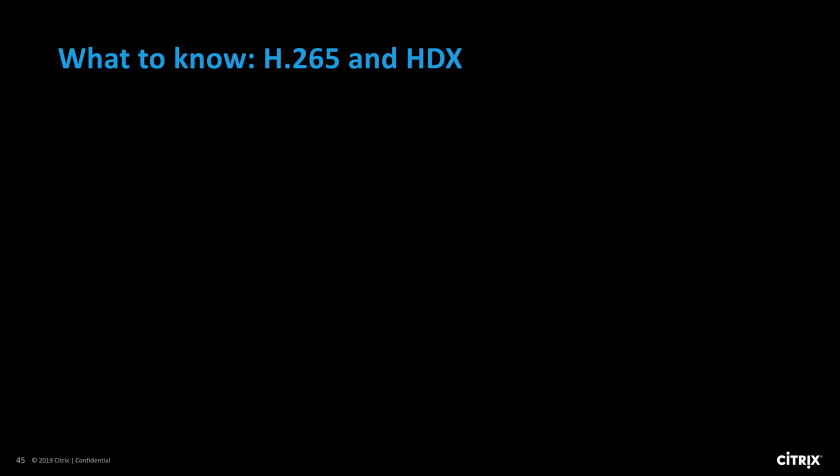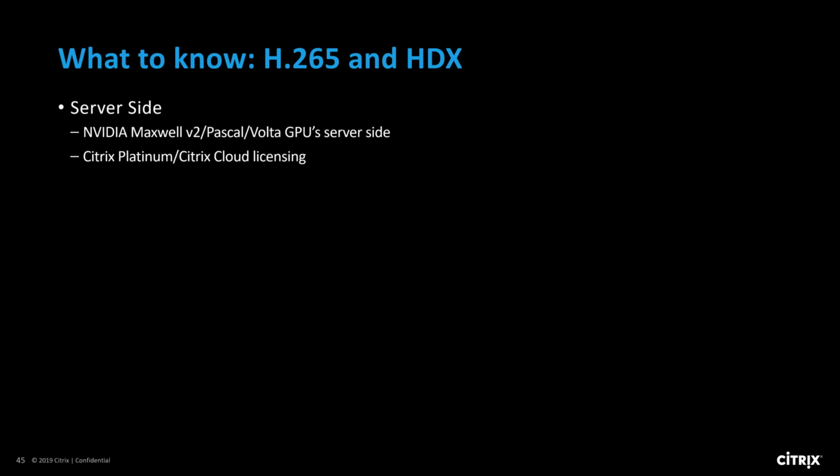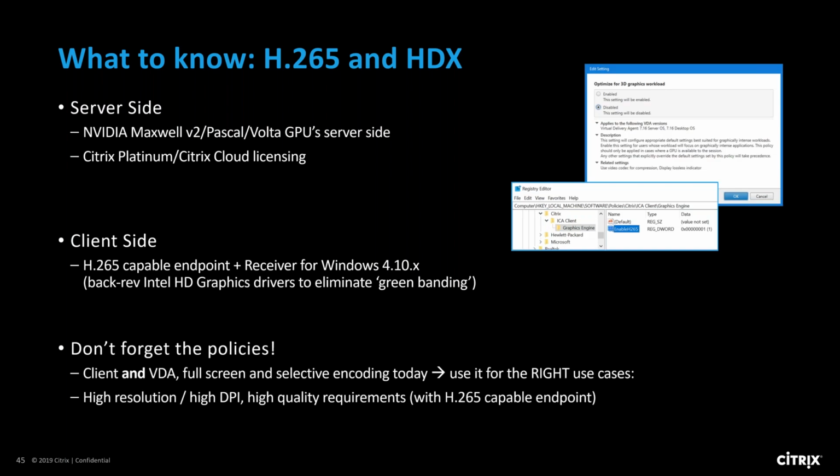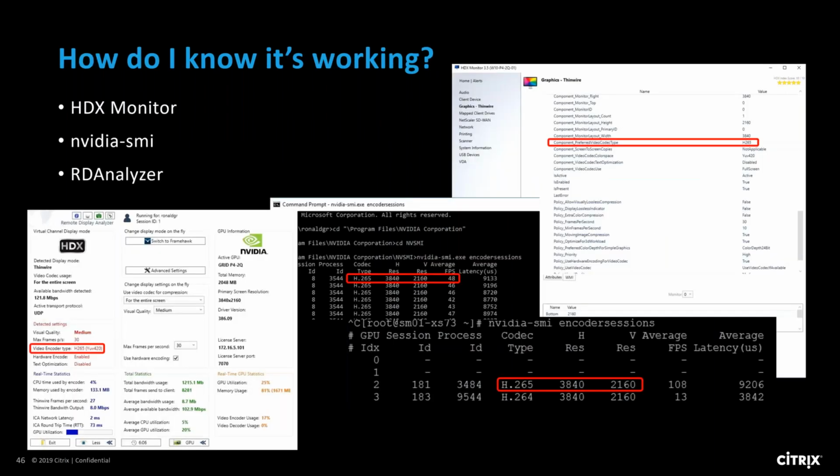What you need to know about H.265 and HDX is that you will need hardware encode. It's not doable without hardware encode, both on the server side, on the server VDA or workstation VDA, and on your endpoint. Unfortunately, it's a Citrix Platinum or Premium feature, included in Citrix Cloud licensing. It's not working with Maxwell Generation 1 cards like the M10. You can look at the NVIDIA website where NVENC is covered, and you see all the different encoding and decoding options for NVENC and NVDEC, and you see the M10 cannot use it.